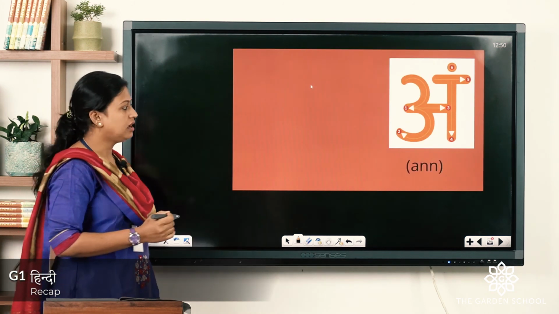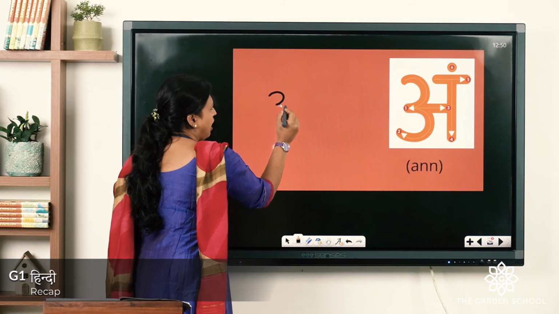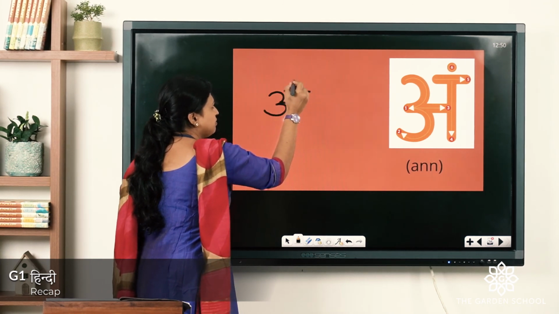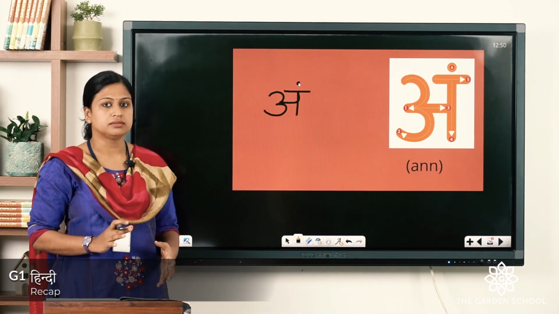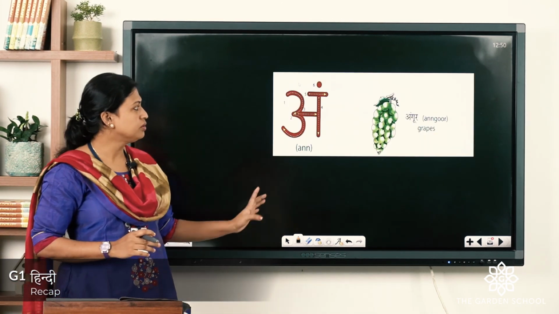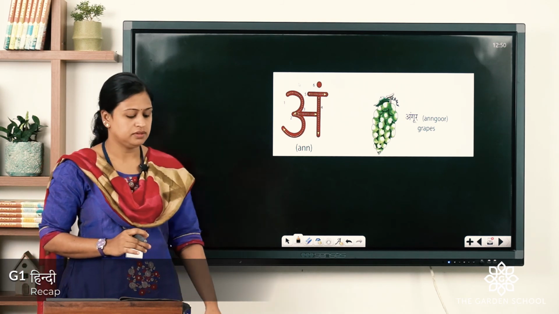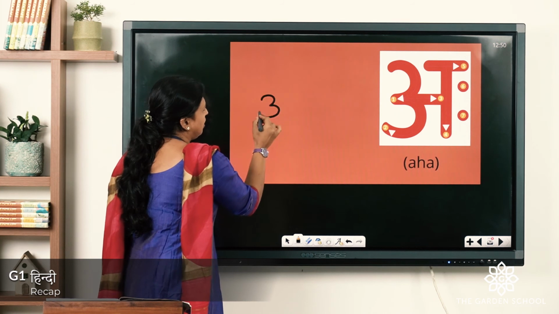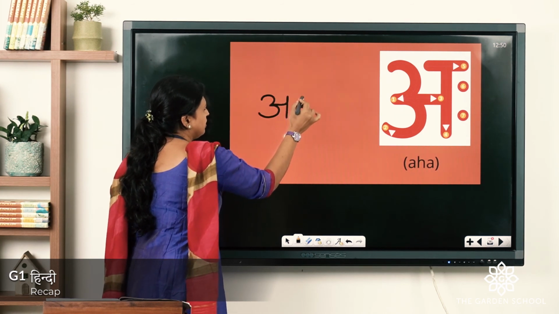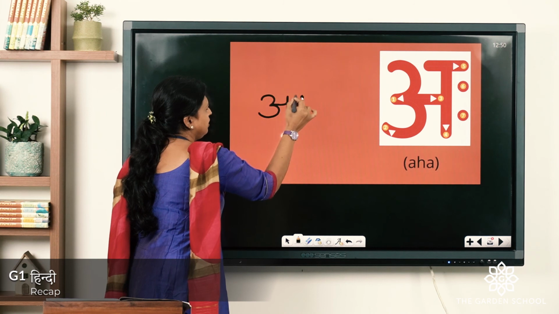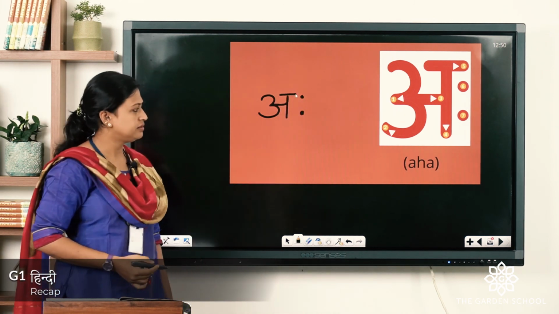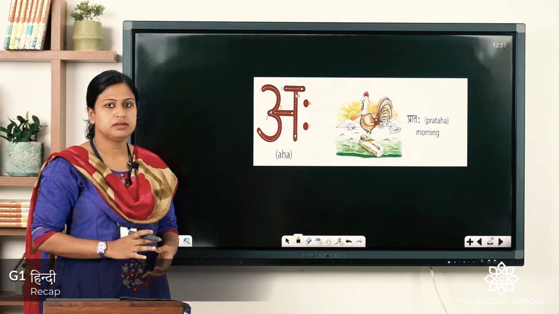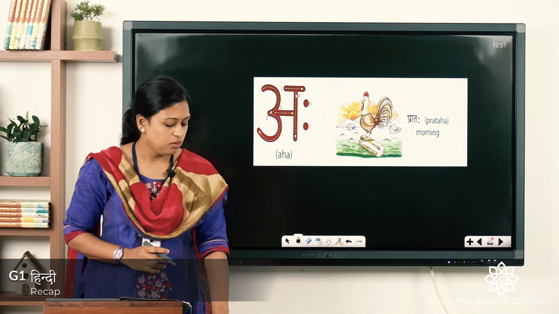The next vowel is Ang. A, and here on the top a small dot. This is Ang. Ang for Angur, grapes. The next vowel is Ah. Two dots here on the right side. Ah. Now the words are Prata, Nama. So these are the words.